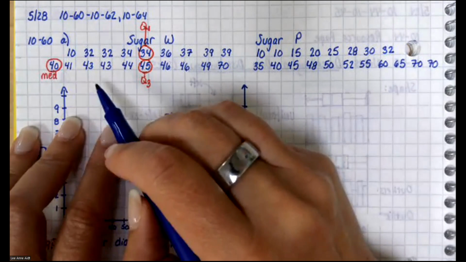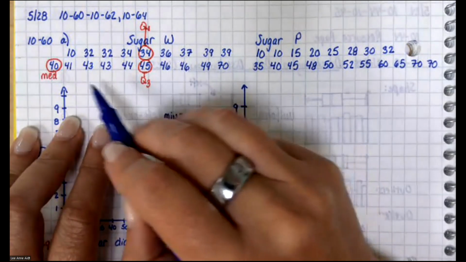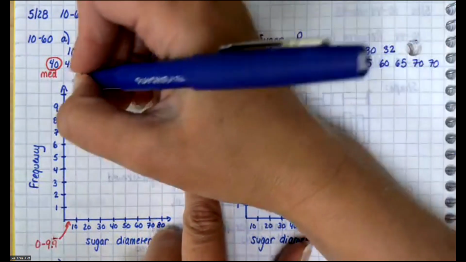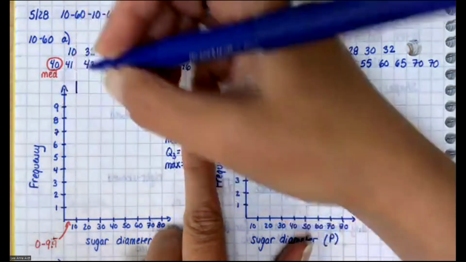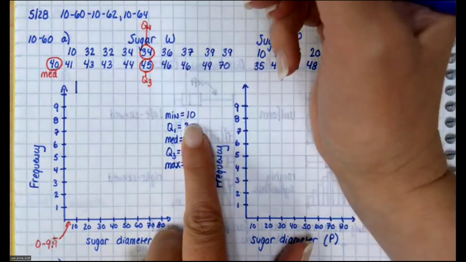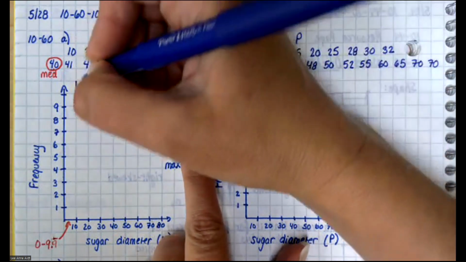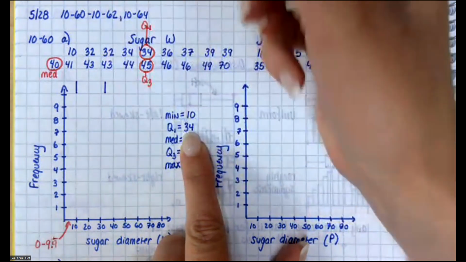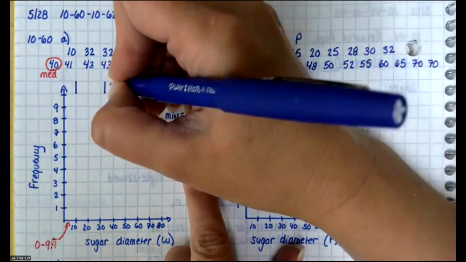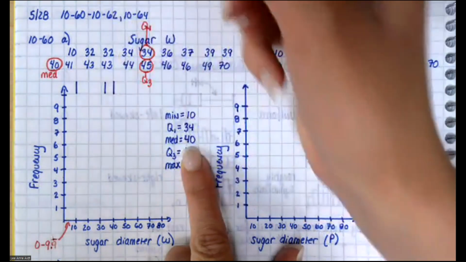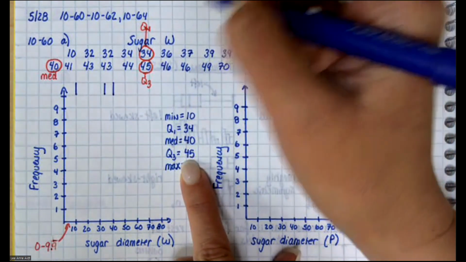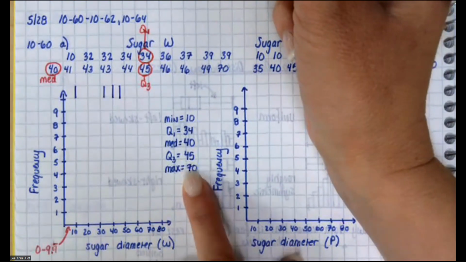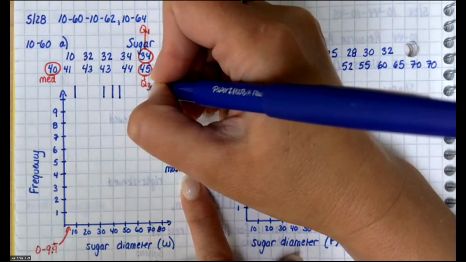We're going to do the box plot right here in this little extra space. The box plot is going to start at 10. So draw a vertical line at 10. Then 34. Then 40. Then 45. Then 70.